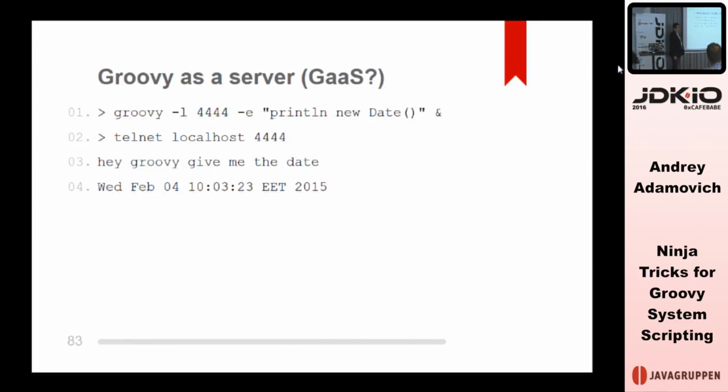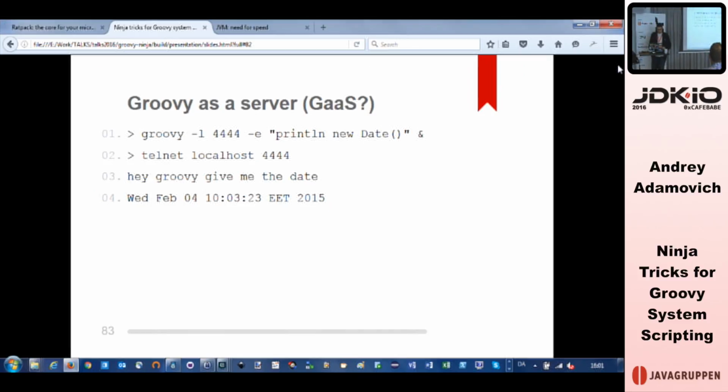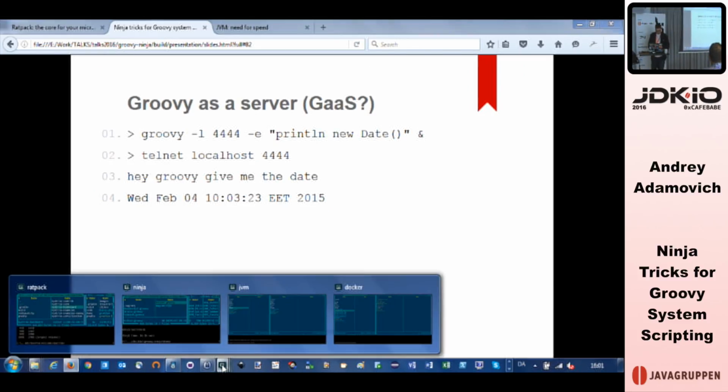Another nice thing that not many people know about Groovy is that you can run a Groovy script as a server. So in this particular case, we start a script on port 4444, and on each line that the server gets, we run some code. In this case, it's just a new date. I can show you how it works.